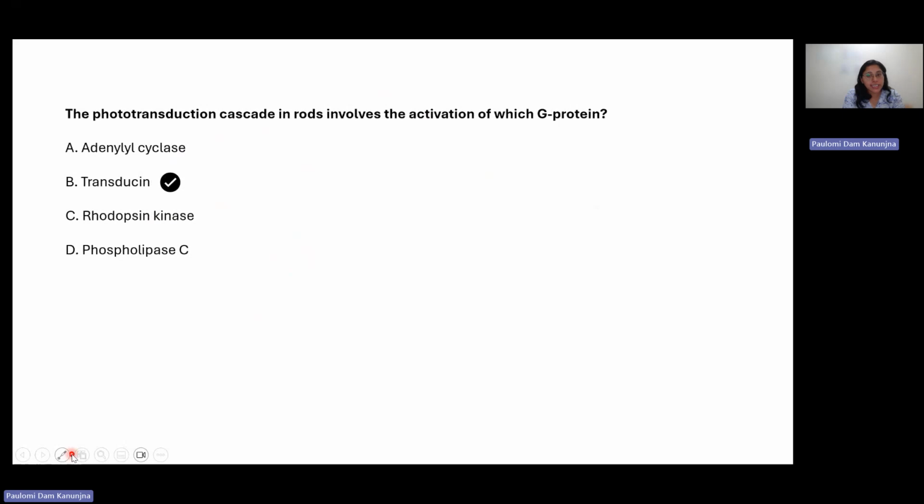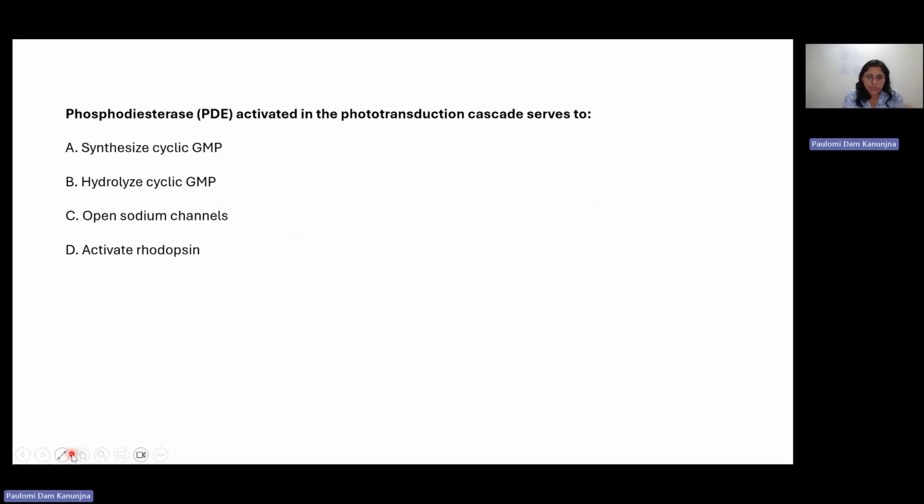If you remember the cascade, after the activation of rods, you have the activation of transducin, right? The rhodopsin activates your transducin. This transducin is a G protein. And then this transducin further activates the enzyme phosphodiesterase, which hydrolyzes the cGMP. Okay, so this is easy.